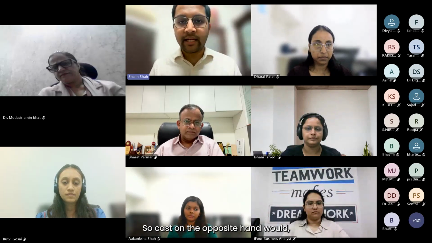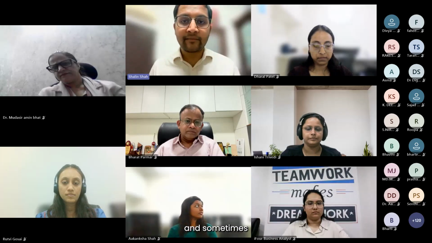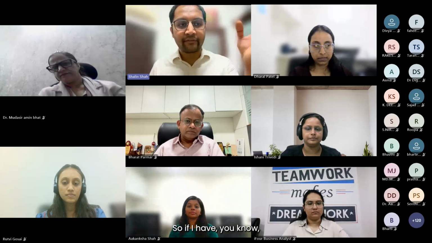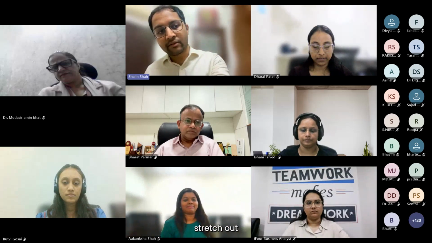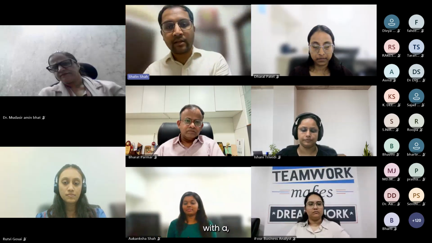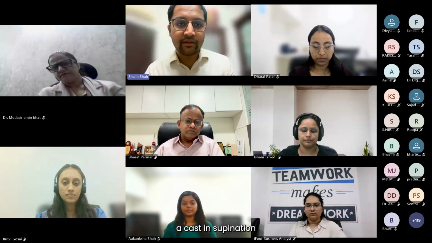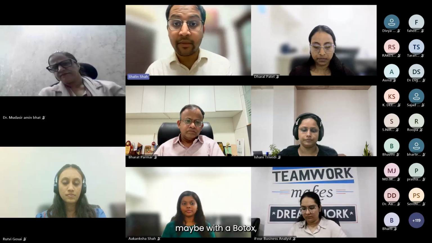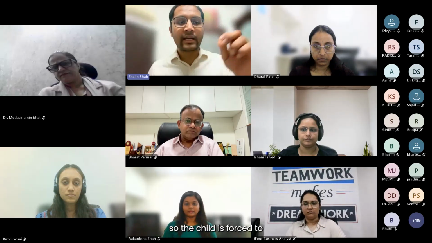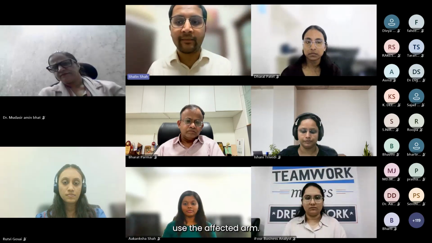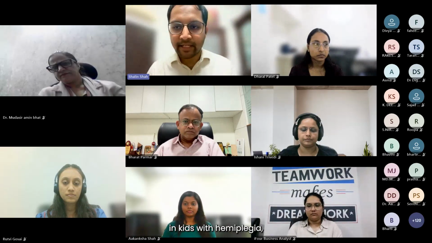So a cast on the opposite hand would get the child to use the affected hand, and sometimes especially after stretch casting. So if I have a thumb in palm and this pronation contracture, I stretch out the thumb and the pronation contracture with either a cast under GA, or if it's an older compliant kid, a cast in supination for 10 or 15 days, maybe with Botox. Then remove the cast and put the cast on the opposite arm. So the child is forced to use the affected arm, and that really helps. Constraint therapy is really helpful in kids with hemiplegia.